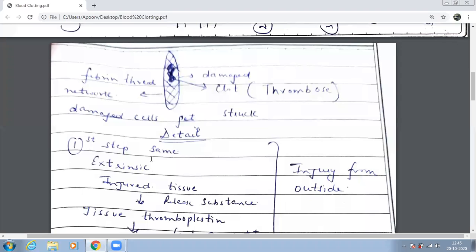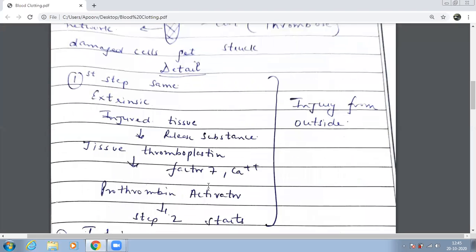Now understand extrinsic and intrinsic, beta. If there is an injury from outside, then what will happen? We are going to start with the extrinsic pathway. This is your injured tissue, but the injury is from where? Injury is from outside. Then this injured tissue will release a substance which is called tissue thromboplastin. What is it called?